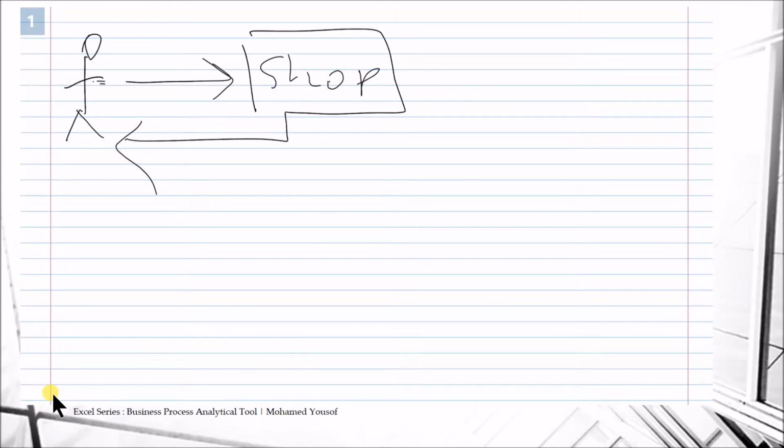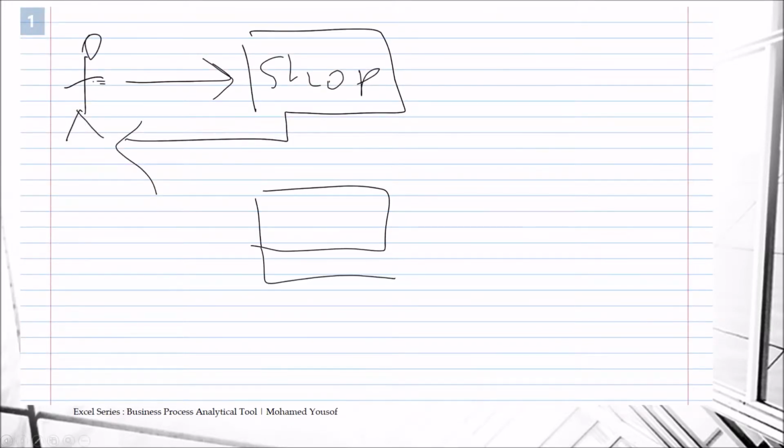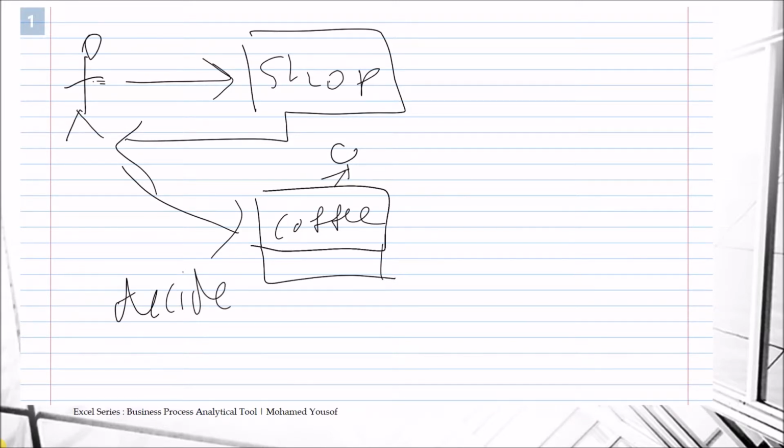Now, let's say inside the shop, this is slightly a bit more complicated process, right? Let's say this guy wants to buy coffee, so he'll go to the counter. There'll be a guy here saying, which coffee do you want? And then he'll have to make the choice. He has to decide what kind of coffee he wants.